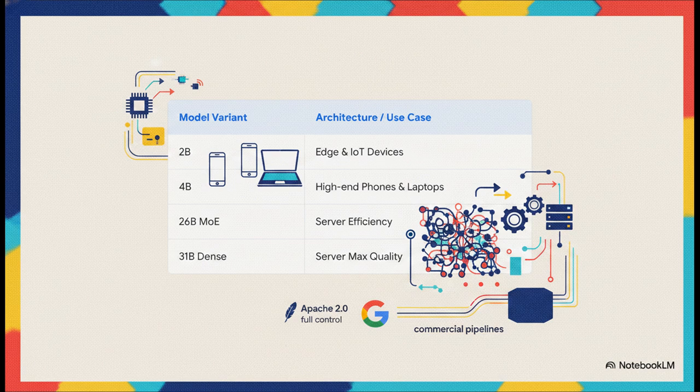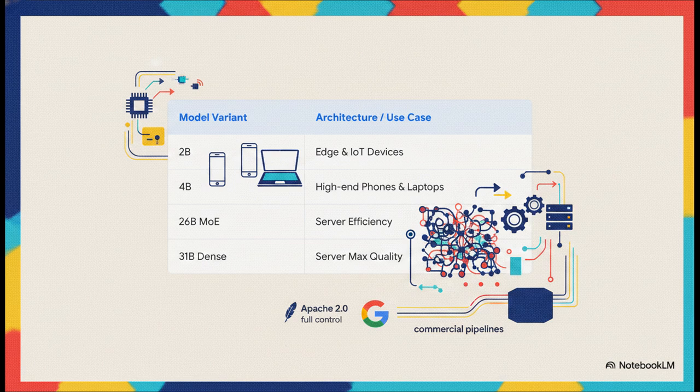For edge and IoT devices, that 2 billion parameter model is your go-to. Moving up to high-end phones and laptops, you've got the 4 billion parameter option. But for server-grade, massive enterprise applications, you're faced with an architectural choice. Do you go with the 26 billion parameter mixture of experts model, which is highly optimized for runtime speed, or the 31 billion parameter dense model? That one is your absolute powerhouse for deep reasoning and fine-tuning.